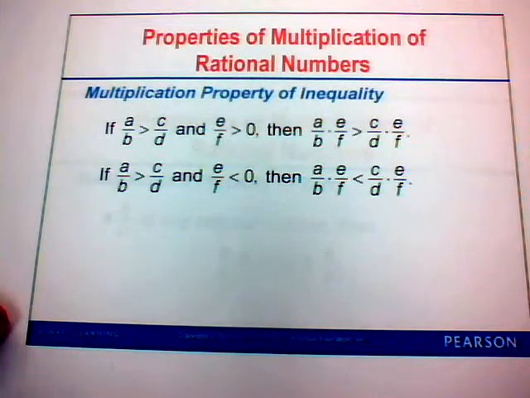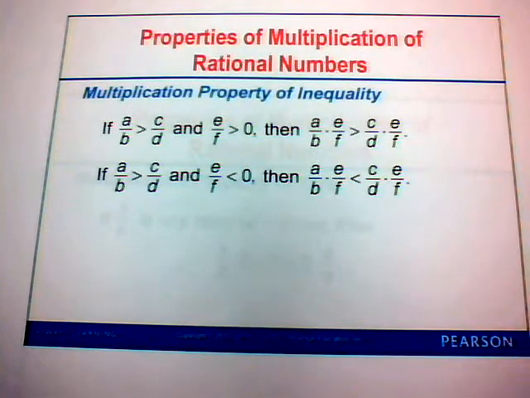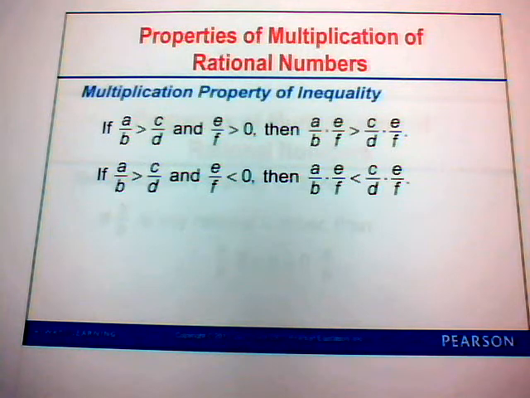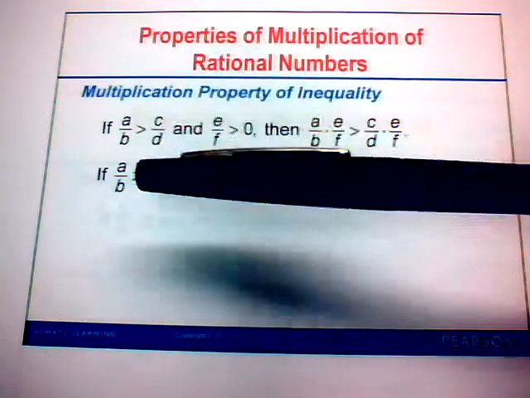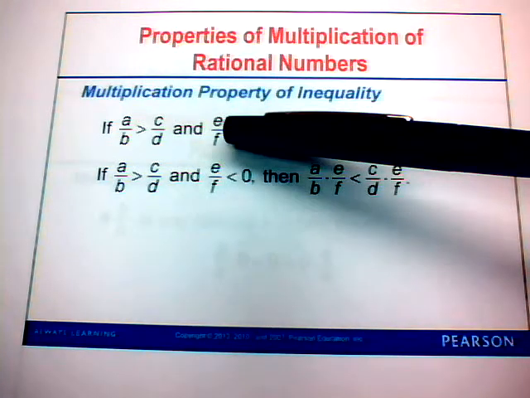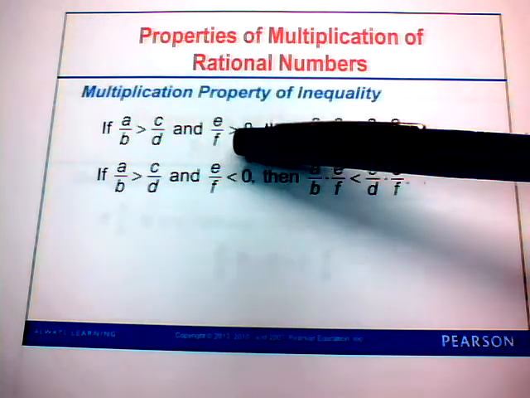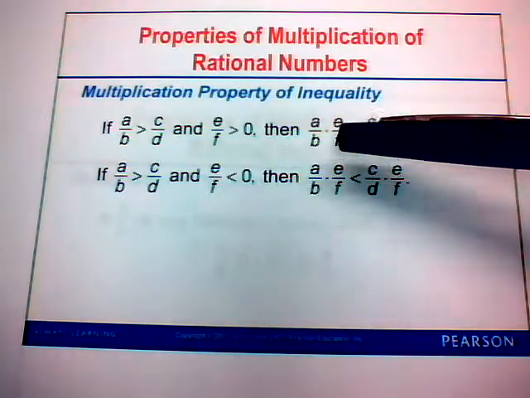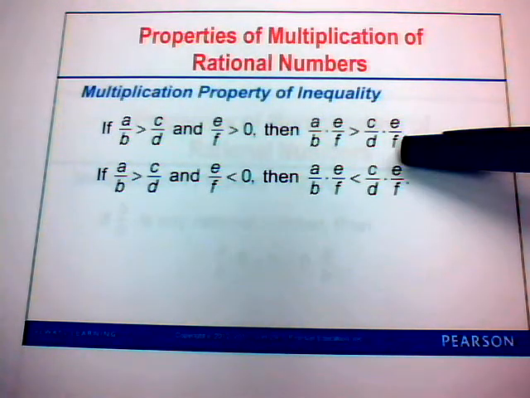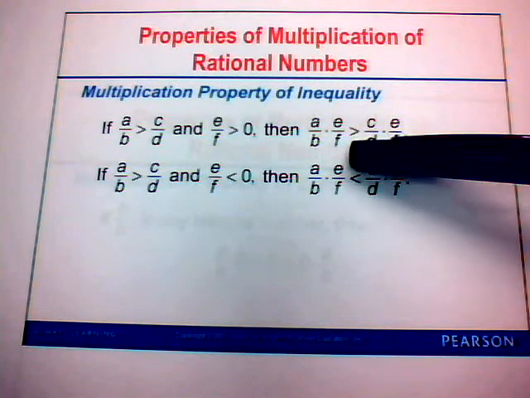Now, the multiplication property of inequality. And of course, inequality has either less than or greater than, or less than or equal to, or greater than or equal to. In this case here, if a over b is greater than c over d, now if e over f is a positive number, if it's greater than 0, then if I multiply e over f on both sides, the inequality symbol remains the same.